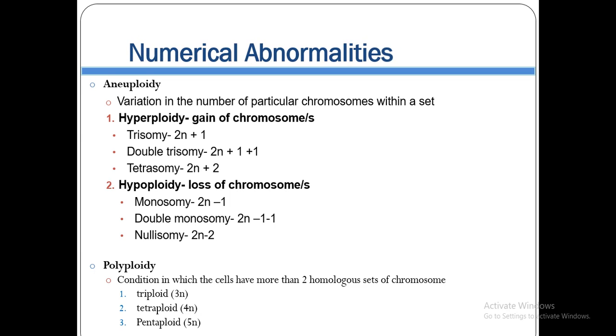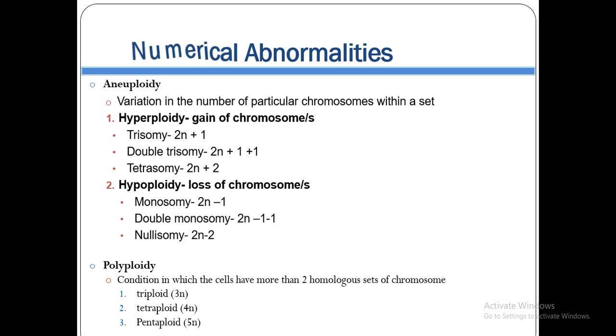For the hypoploidy, there is a loss of a chromosome. So this is actually the opposite of hyperploidy. Monosomy is the opposite of trisomy. So meaning, from a normal chromosome set, there is one missing chromosome.